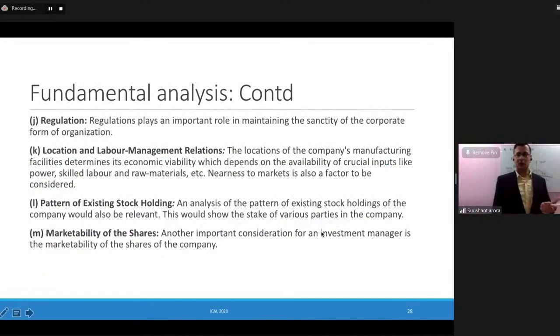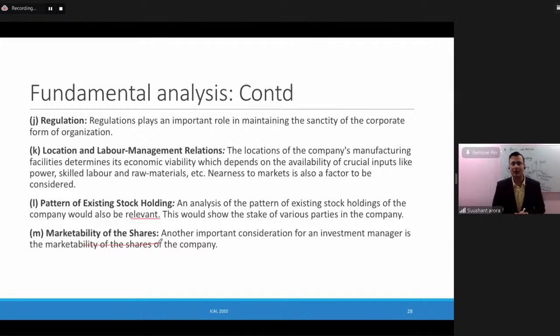So again, I told you the pattern of existing stock holdings is what needs to be relevant. Marketability, again, the liquidity is important. If the share is illiquid, then you will have difficulty in selling it. If it is a very liquid share, it becomes easy. I think in the last class, I gave you an example. Let's say you have 5 crores to buy a property. Let me give the example from Delhi because I belong to Delhi.